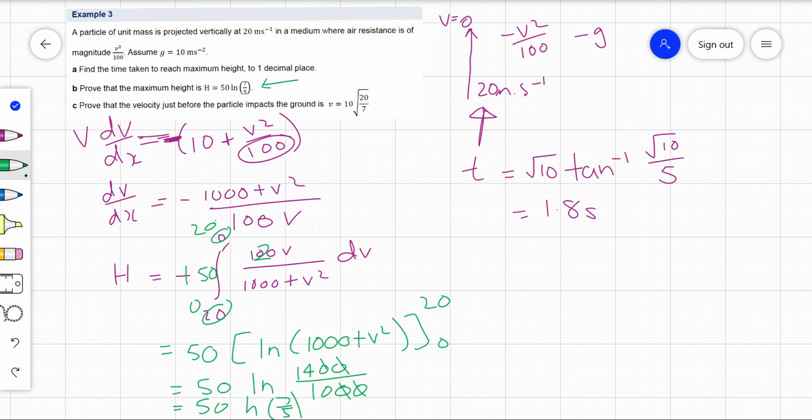Alright, and C, prove the velocity just before the particle impacts the ground is that. Alright, so just before it impacts. Now, we're going down, so we're going to have to change our motion. But we know we're interested in velocity, so we definitely want v. And just before it impacts the ground, so really we want that whole distance from 0 velocity down to this velocity. So we still want our x.